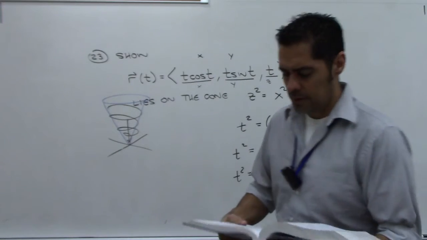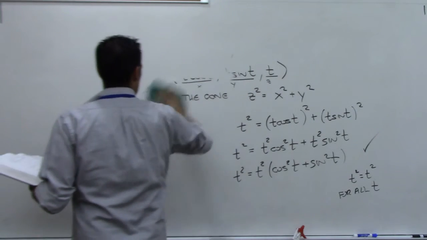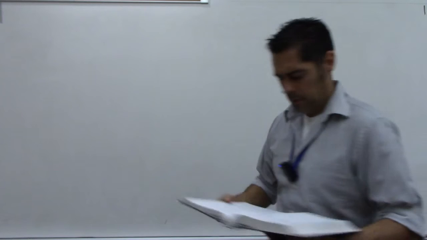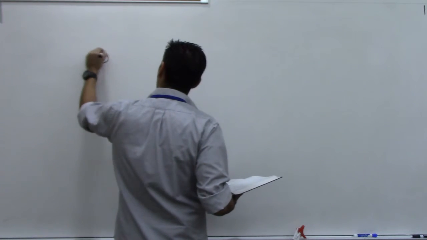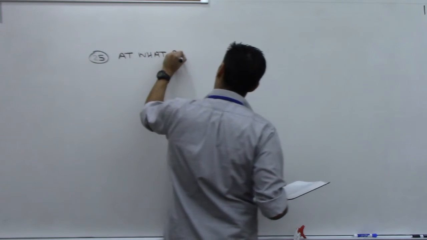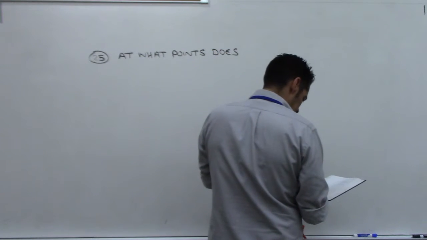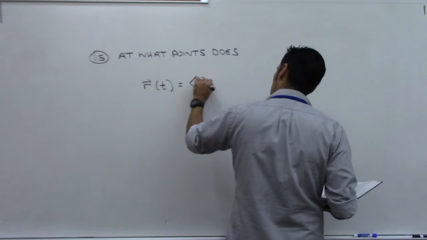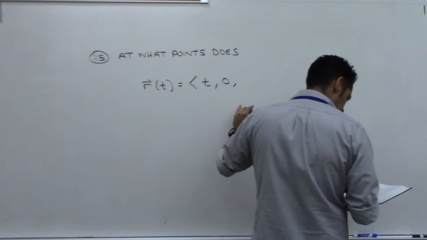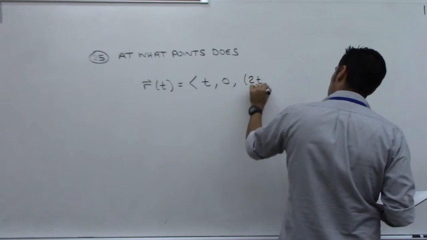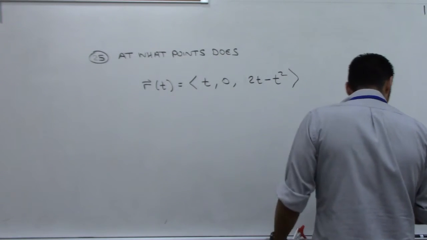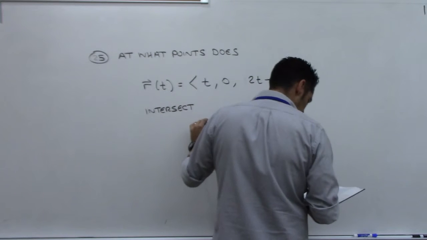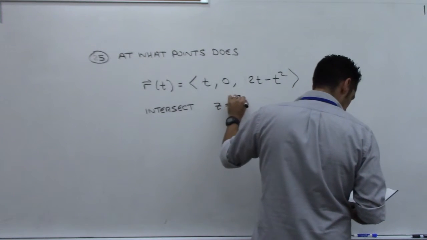Okay, so at what points does the curve r of t equals, again I'm going to the vector form, t, I don't see a j in here, so 0, and then 2t minus t squared, intersect the paraboloid z equals x squared plus y squared?